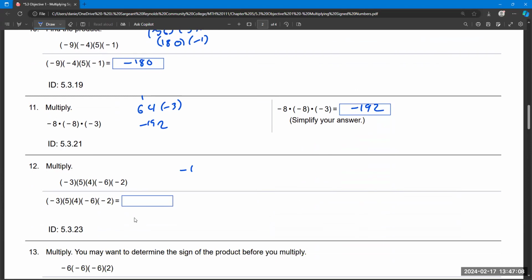-3 times positive 5 is -15. 4 times -15 is -60. -60 times -6 is 360. And 360 times -2 is -720.